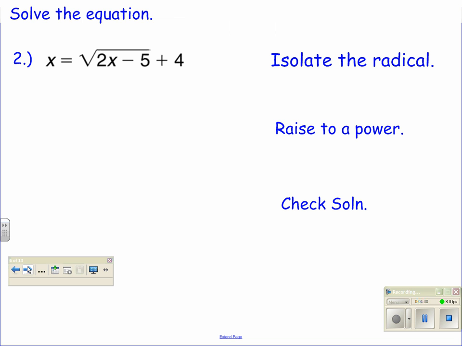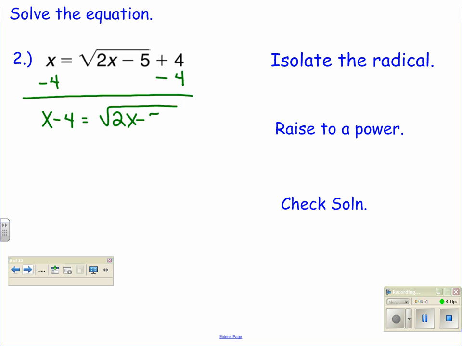Next, problem number 2. x equals square root of 2x minus 5 plus 4. Once again, isolate the radical. Subtract 4 from each side. That gives me x minus 4 is equal to the square root of 2x minus 5. We want to get rid of the radical, which is a square root, so we are going to raise both sides to the power of 2. What you do to one side, you should do to the other. Easy on the right side, we will get 2x minus 5.